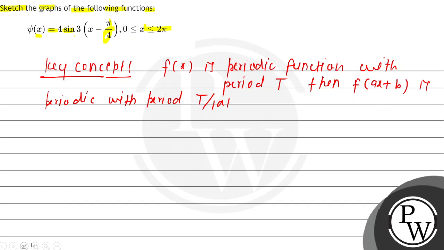So now we'll write the function again. Suppose we have psi x that is equal to 4 sine. Now we'll do multiplication by these 3 into this bracket, then we'll get 3x minus 3 pi by 4. So now we'll draw the chart with value. It is already given in the question that x should vary in between 0 to 2 pi.